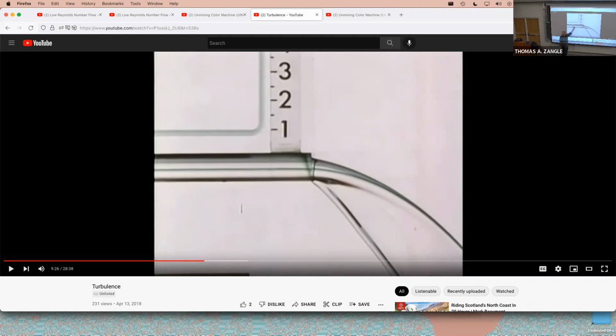This is the same demonstration we saw images of in class the other day. We have dye introduced in the central stream, and now we can see that it maintains this nice smooth line right all the way down to the end of the pipe. You can see what's happening here at the outlet of the pipe.